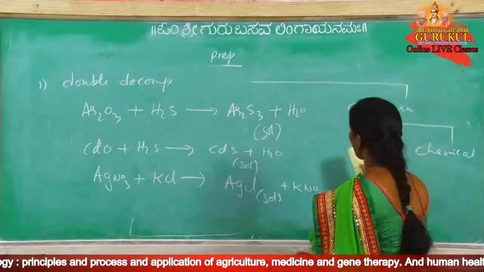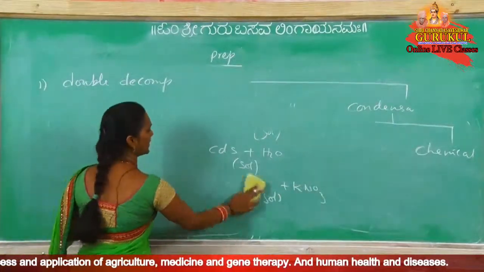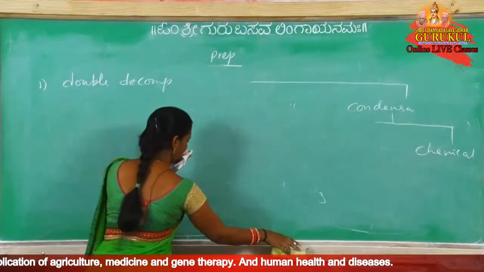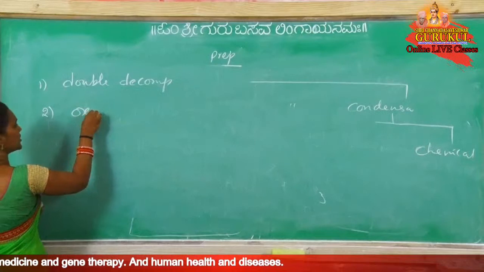And next one is the oxidation process. Oxidation and reduction, anyhow, we can identify directly. For example, the second method is the oxidation method.